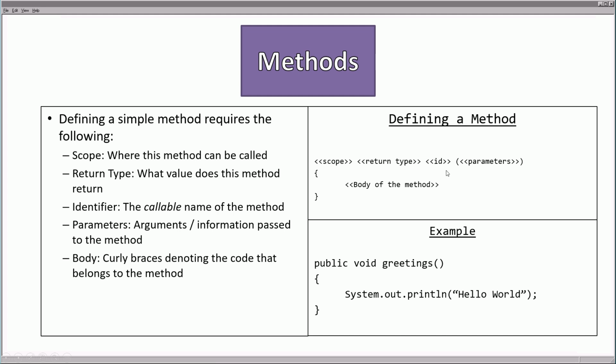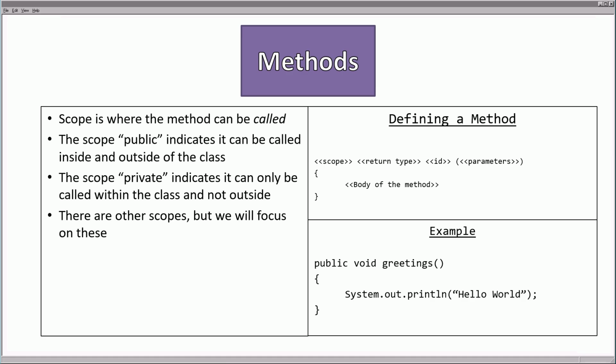Next, you have the identifier. Following that, you have a set of parentheses, which are the arguments, otherwise known as the parameters, for the method. What information does this method need to run? Then you have curly braces that denote the body of the method. Each one of these parts require a little bit of explanation, so let's go into that.